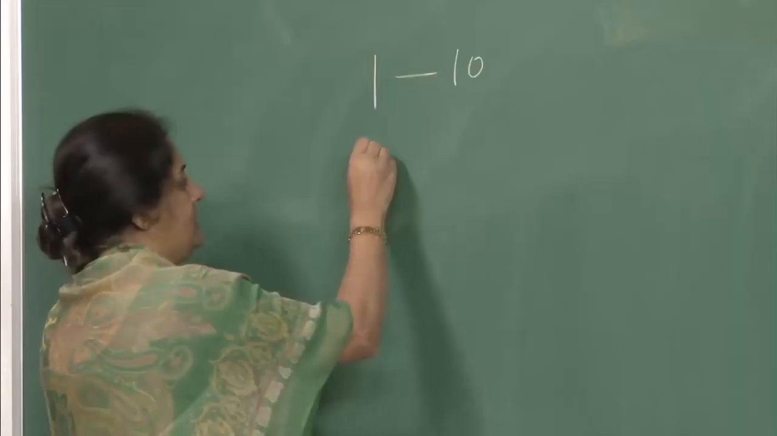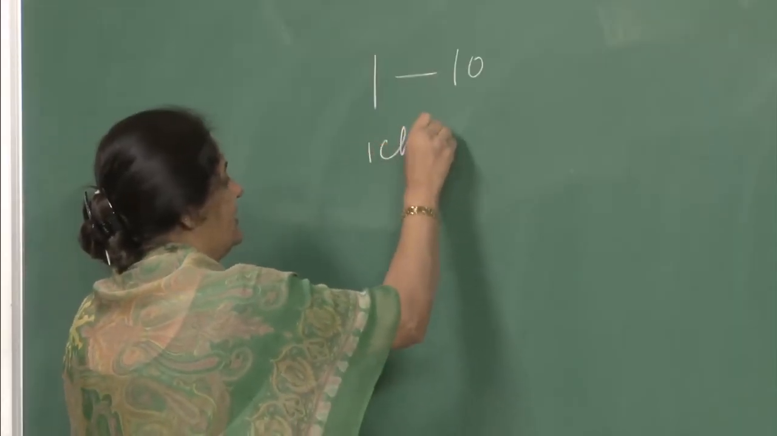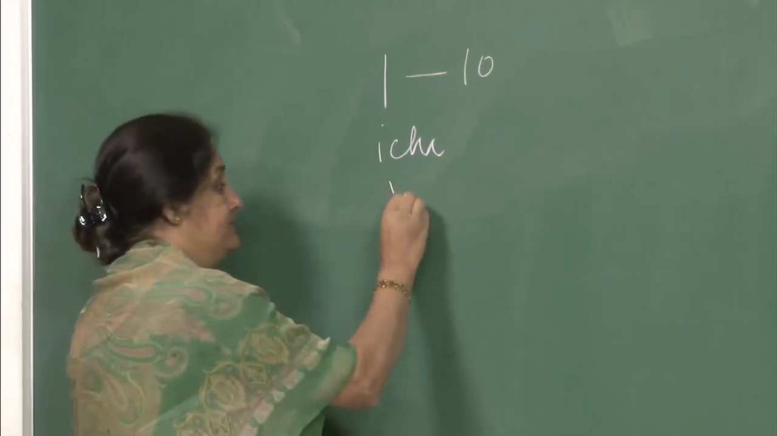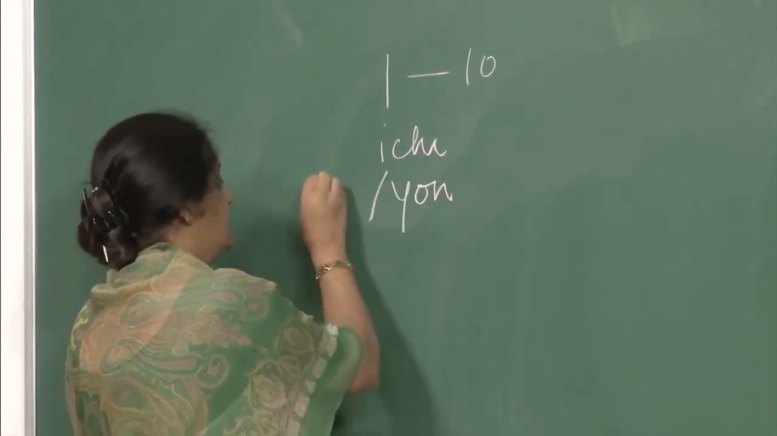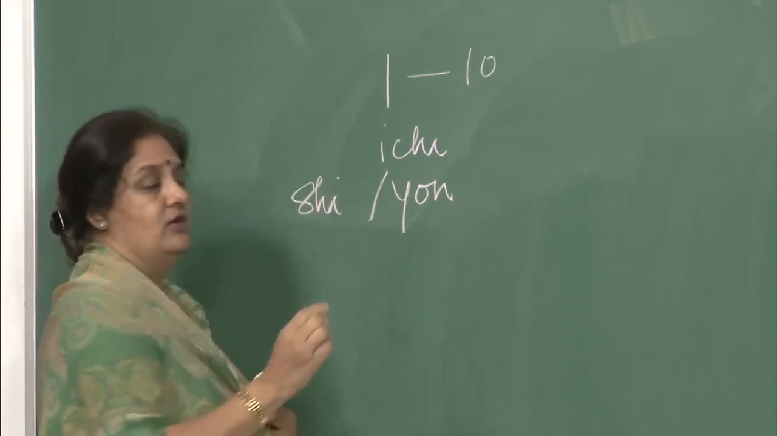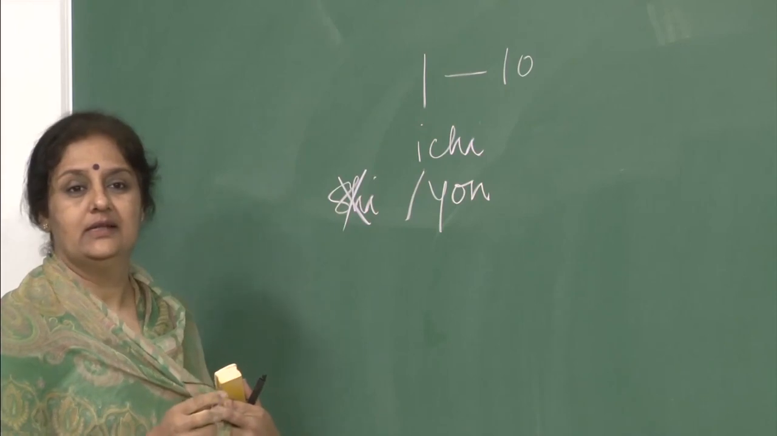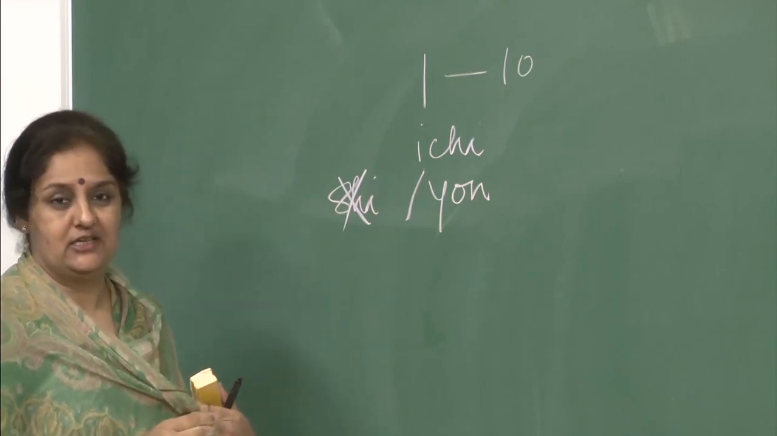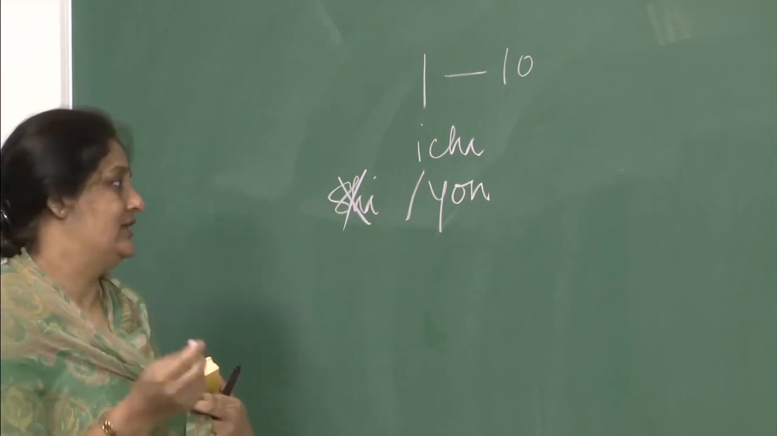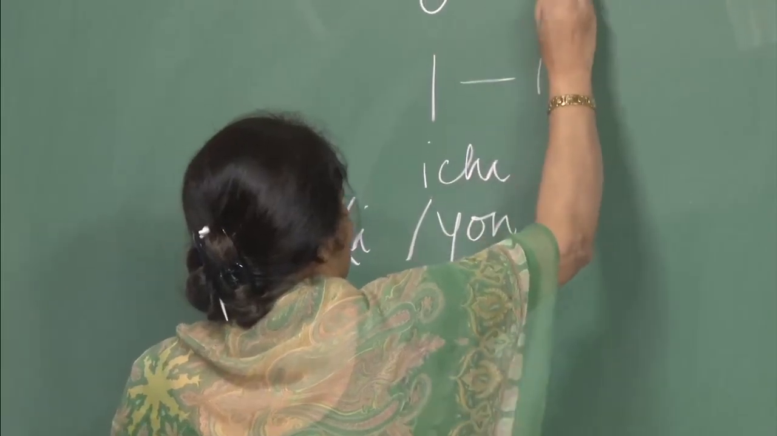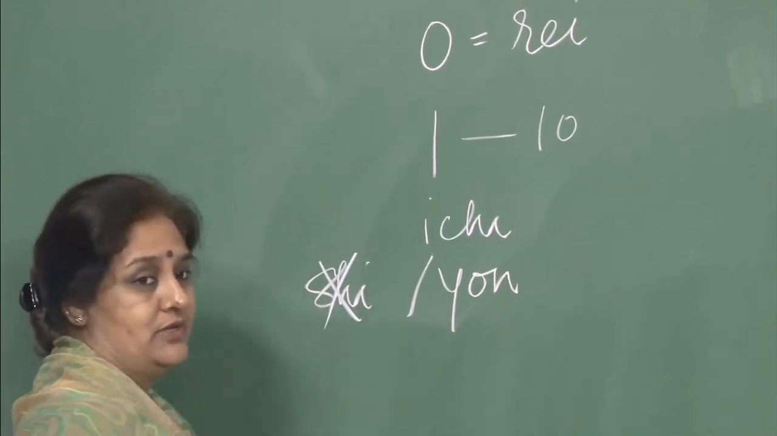So, ichi, ni, san, yon, not shi, go, roku, nana, hachi, kyu, and that's all that is required. And of course, zero, which is rei, or zero could also be used.